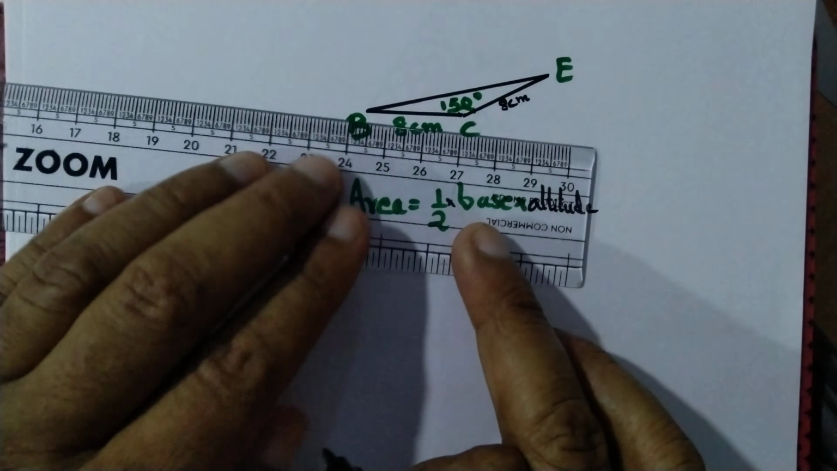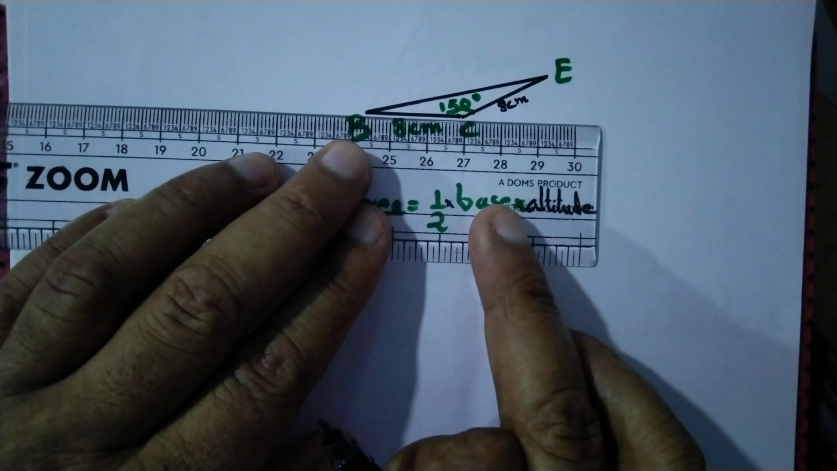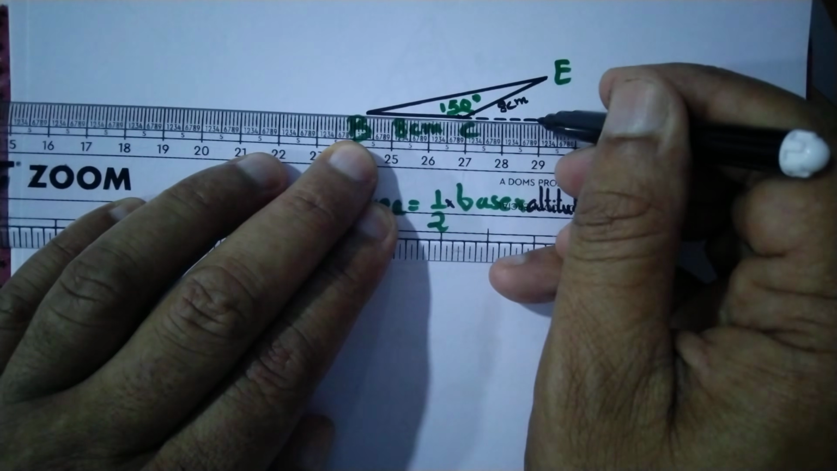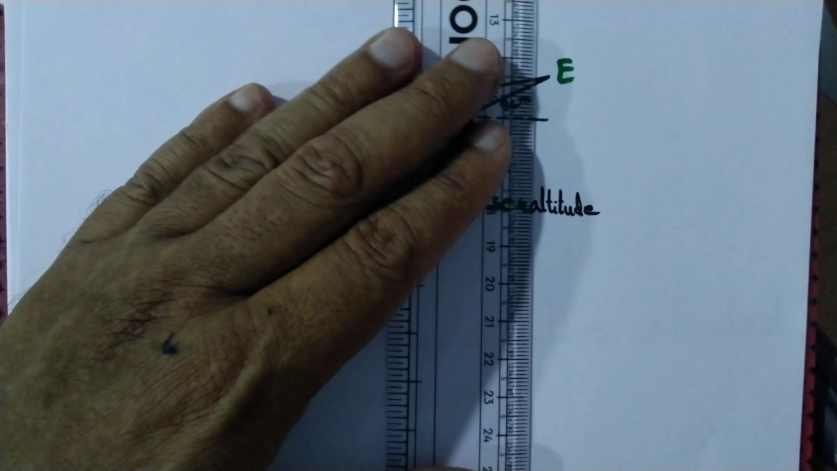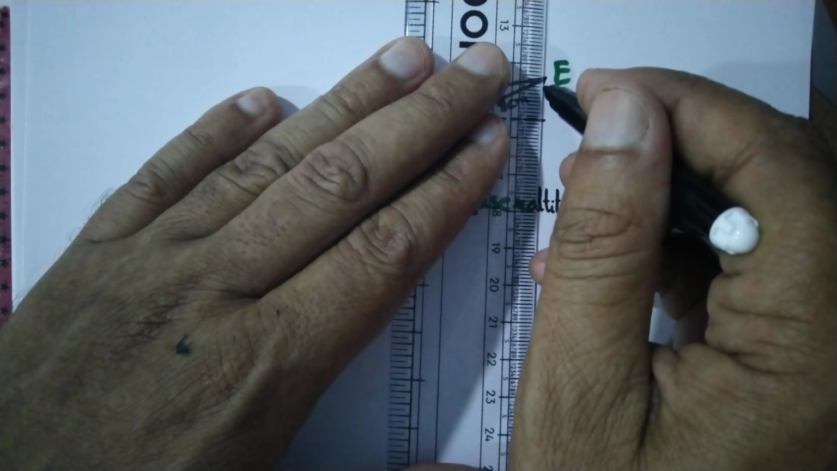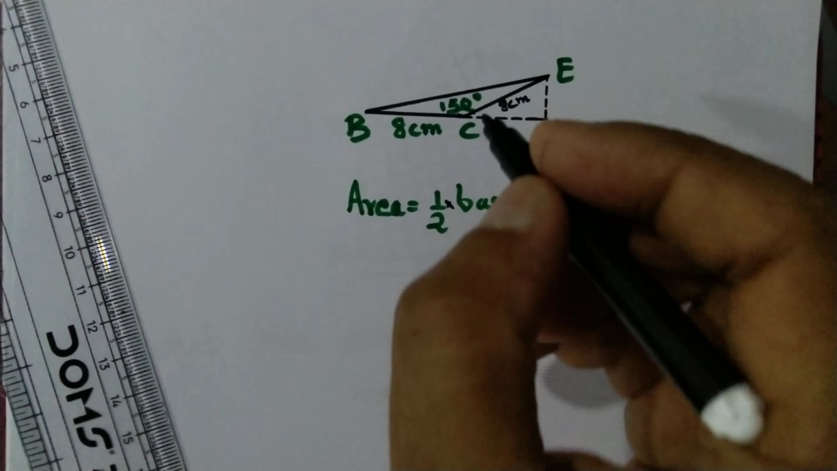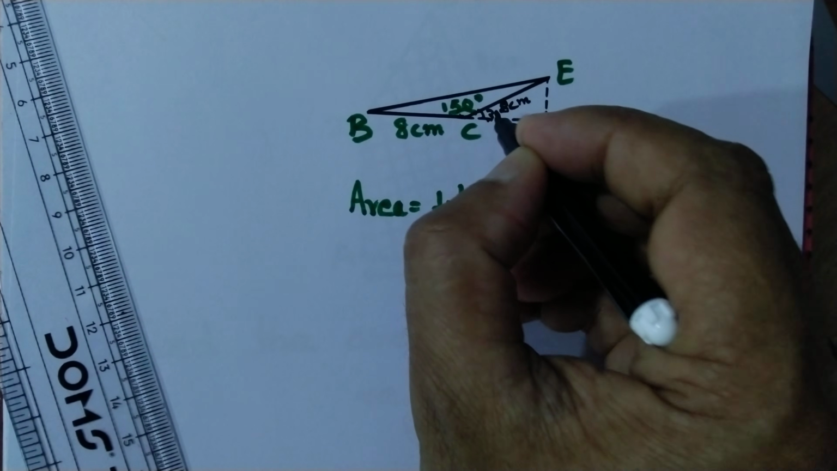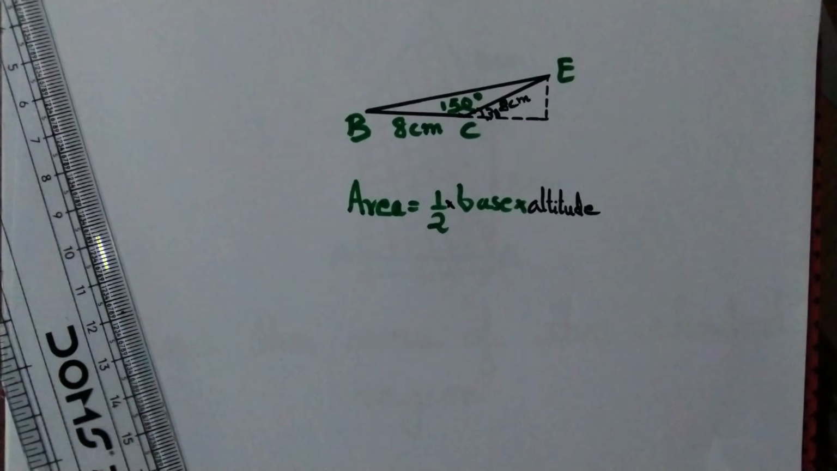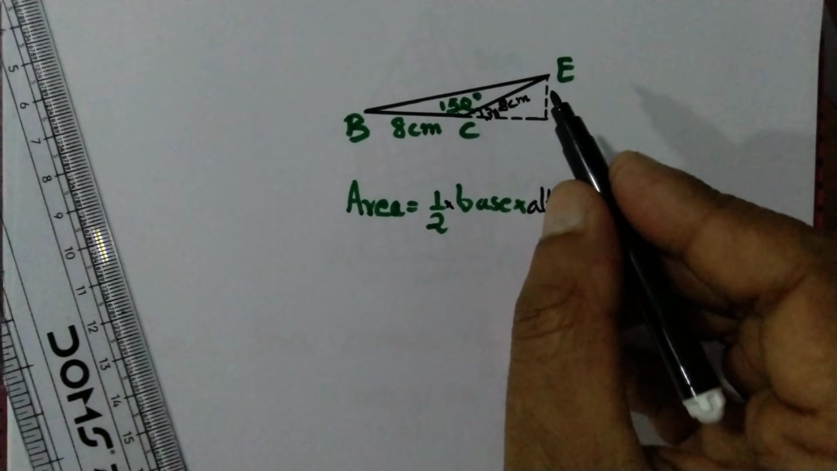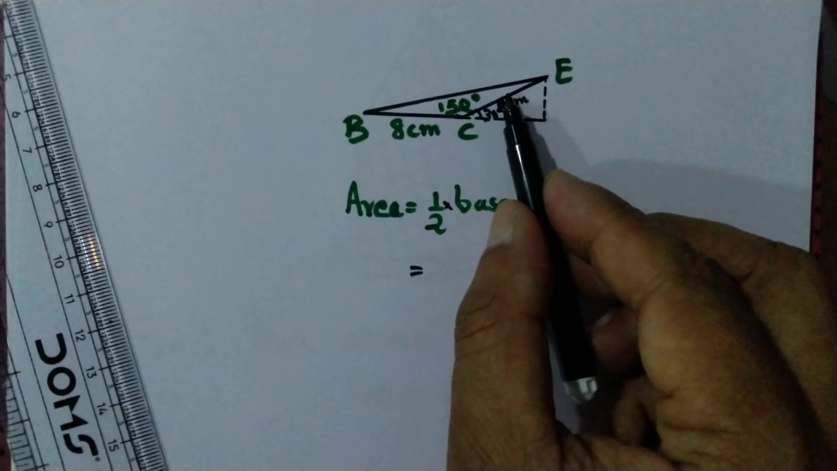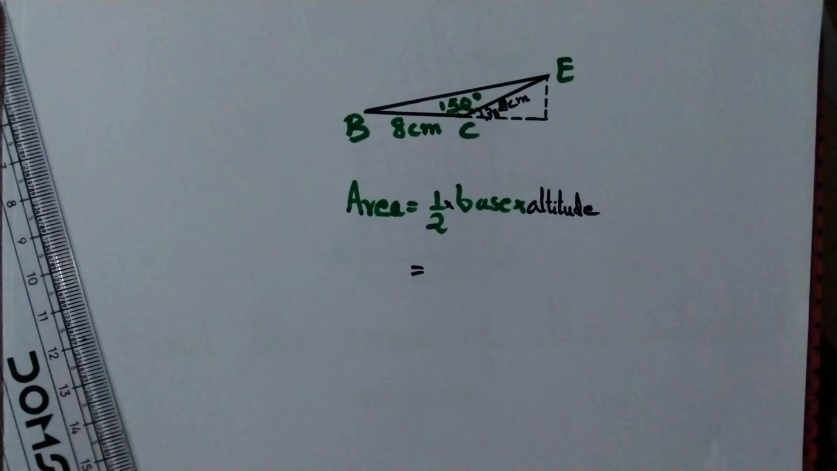How can we find the altitude? Let us extend BC, and this angle measures just 30 degrees because 180 equals 150 plus 30. How about the altitude or perpendicular then? The perpendicular must be equal to 8 sine 30 degrees.